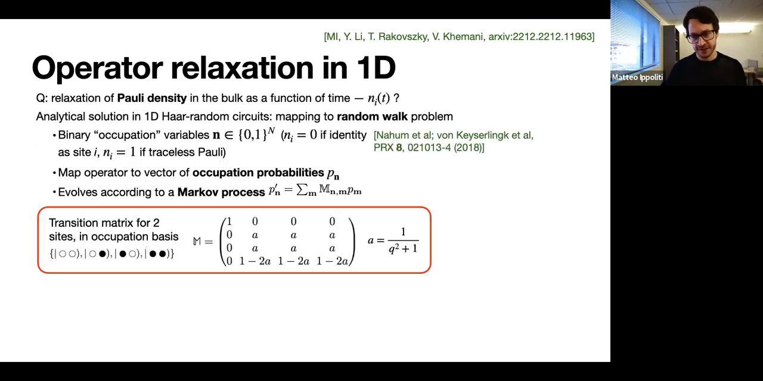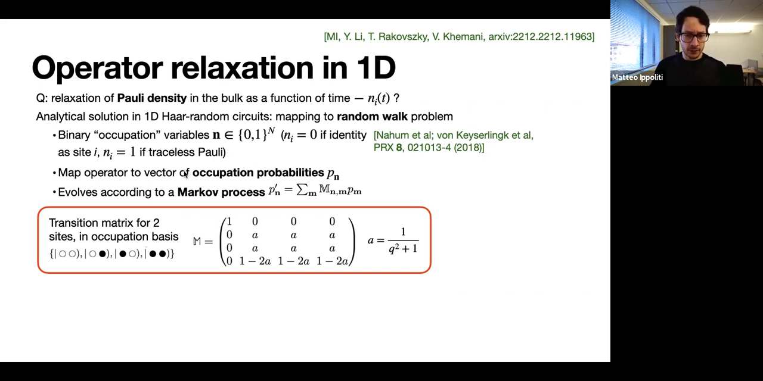And here we can leverage some earlier results by these papers that looked at operator spreading in random circuits. It is known that instead of looking directly at operators, we can just look at a classical probability distribution over some occupation configurations. So let us associate to each site a binary variable that is 0 or 1, depending on whether the site stores an identity or a traceless Pauli. I'm going to use this open circle for the identity and this solid circle for a traceless Pauli. Any one of them, doesn't matter.